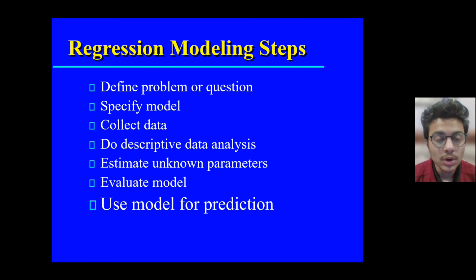Our regression modeling steps are: define the problem or request, specify the model, collect data, do descriptive data analysis, estimate unknown parameters, evaluate the model, and use the model for prediction.